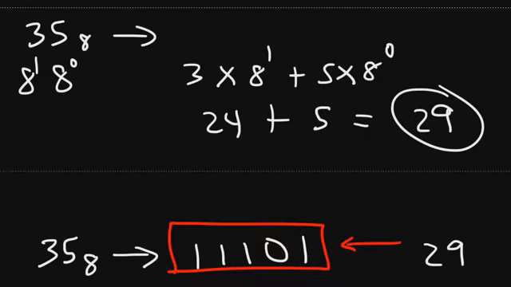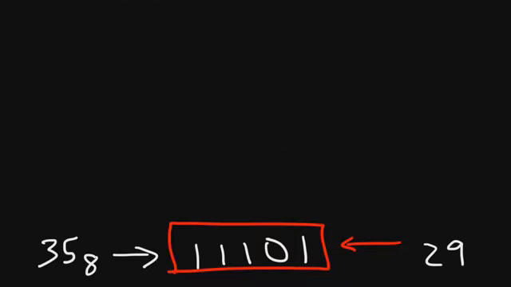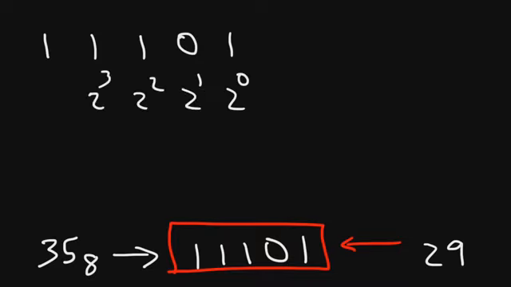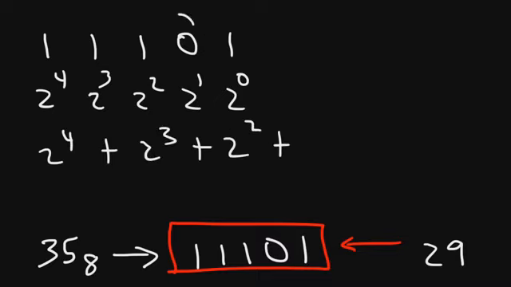Now, to convert the binary number into a decimal value, here's what you need to do. The first number we need to multiply by 2 to the 0, the second by 2 to the first, and then 2 squared, 2 to the third, and 2 to the fourth. So we have 2 to the fourth plus 2 to the third plus 2 squared, and then 0 times 2 to the first power is 0, and then we have 1 times 2 to the 0.